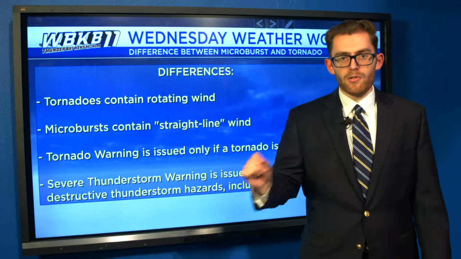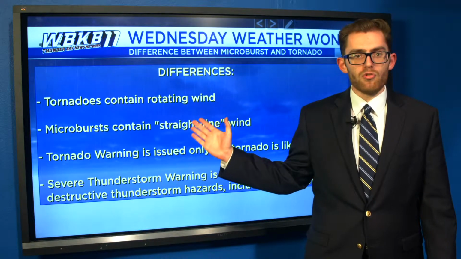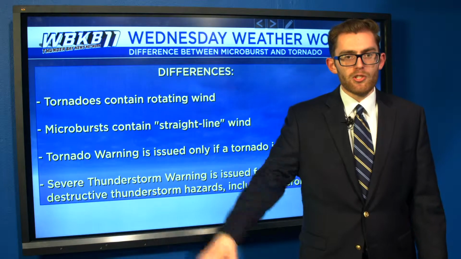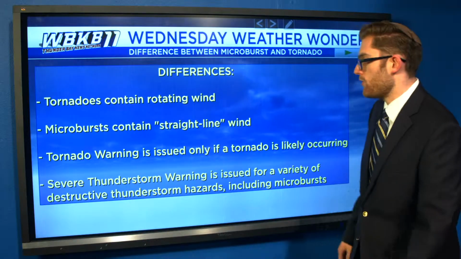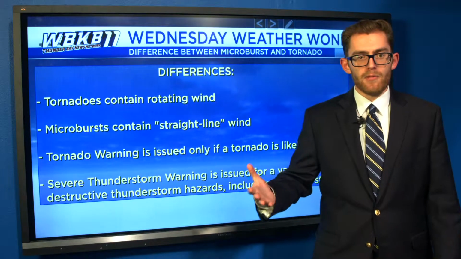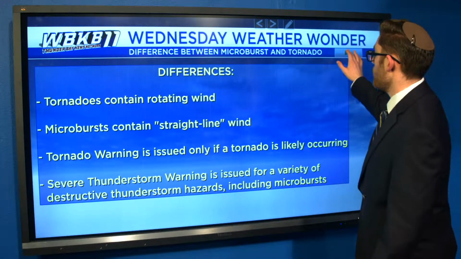Differences between a microburst and a tornado include tornadoes have rotating wind, but microbursts have straight line wind. Damage from a microburst usually falls in the same direction, almost like a line of dominoes. A tornado warning is issued only if a tornado is likely, but if there's the potential for a microburst, it gets included in a severe thunderstorm warning.